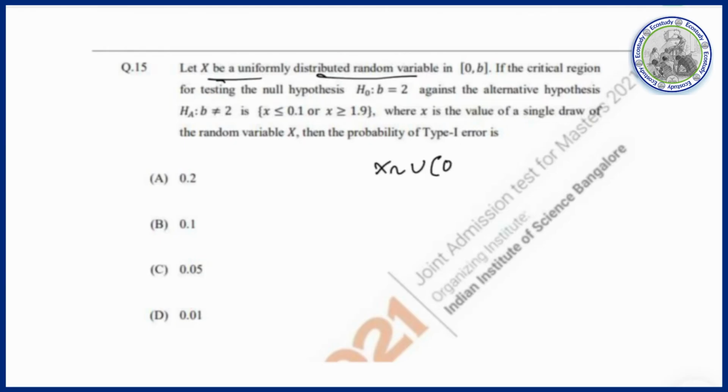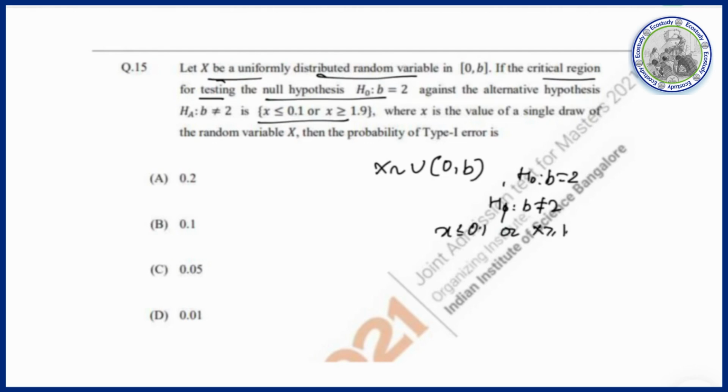So X follows Uniform(0, b). If the critical region for testing the null hypothesis b = 2 against the alternative hypothesis is X less than 0.1 or X greater than 1.9, and only a single value is observed, then what is the probability of type 1 error? You have to calculate the type 1 error. So what is type 1 error?